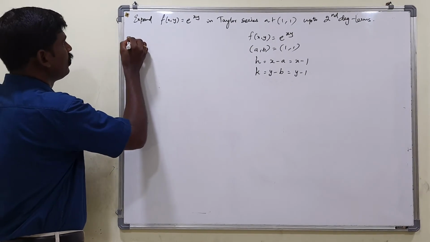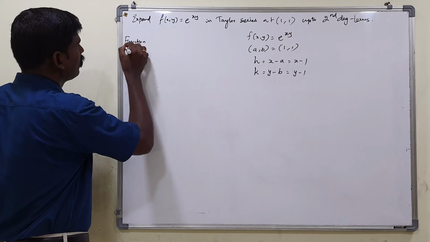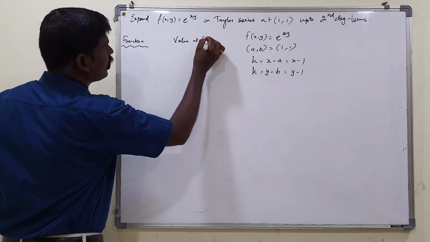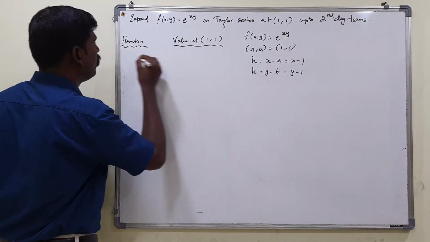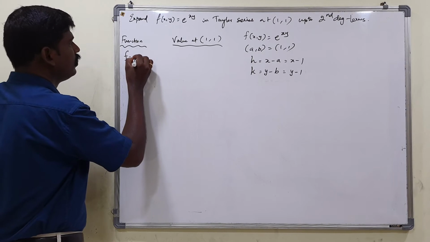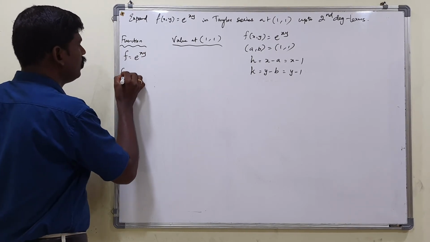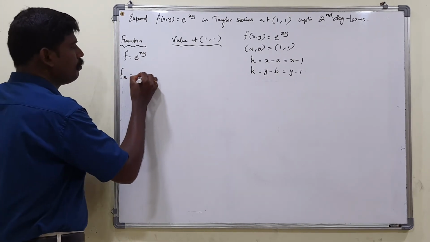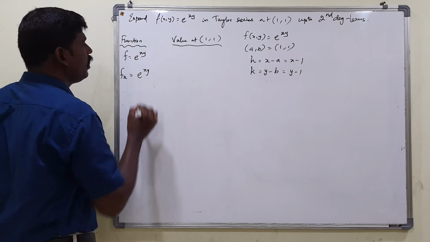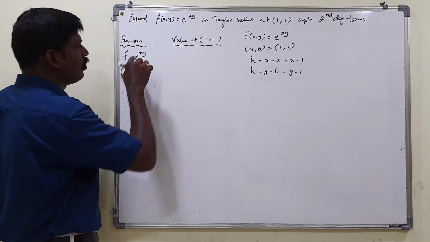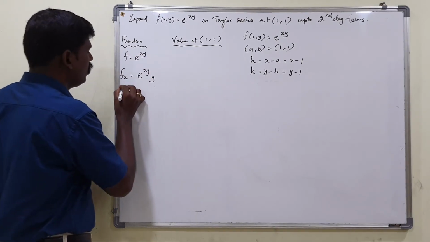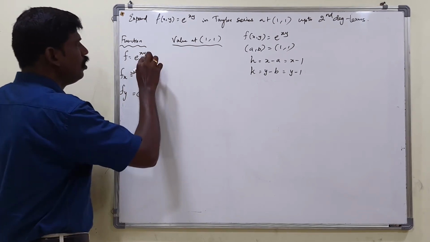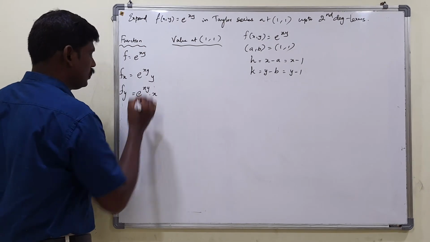Right? So function and its value at 1 comma 1. So what is f? e power xy, isn't it? What is fx? Differentiate f with respect to x partially. So e power xy into derivative of xy, which becomes y. So fx is e power xy into y. So fy is equal to e power xy, same e power xy, into derivative of xy, which becomes x.